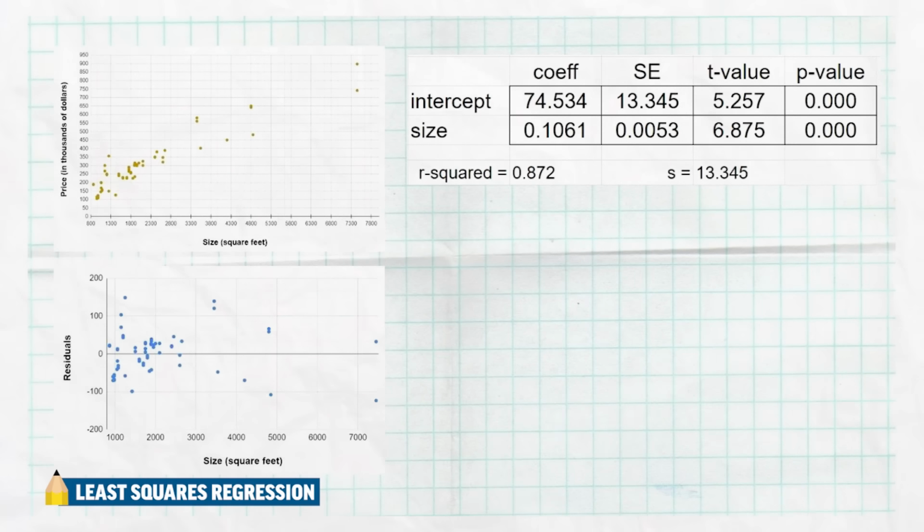In the residual plot, we see nothing, no pattern whatsoever. Again, that's a good thing. It means that our line does a great job of going through the data, producing positive and negative residuals throughout. Now, with the computer output table, we see everything we need.